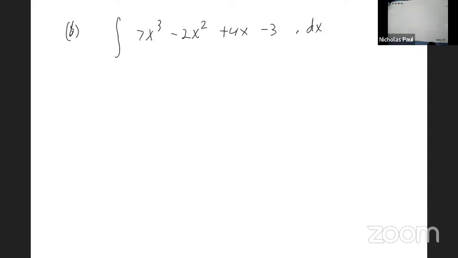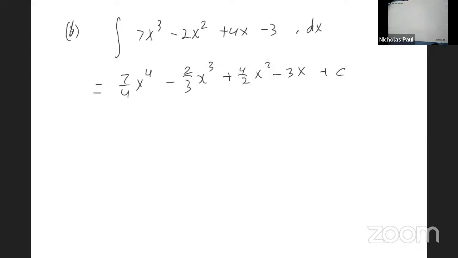Finished? All right, let's see what you got. So it will be 7 over 4 x to the 4 minus 2 over 3 x cubed minus 4 over 2 x squared minus 3x plus c.